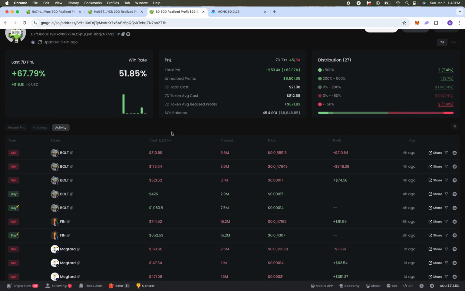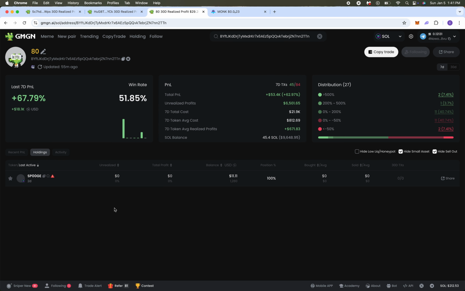Now I'm going to show you an example of an above average wallet. As we can see here, he has a win rate above 50%. So 1 in 2 trades hit. In the last 30 days, he has a win rate even higher, 61%. Moving on back to 7 days, his P&L is almost 70% in the last week, and he's holding only 1 coin. This is extremely important, guys.